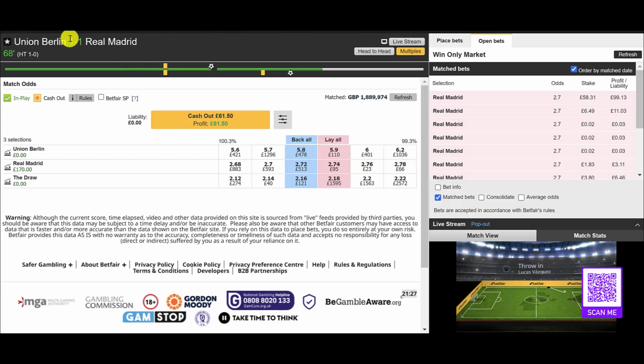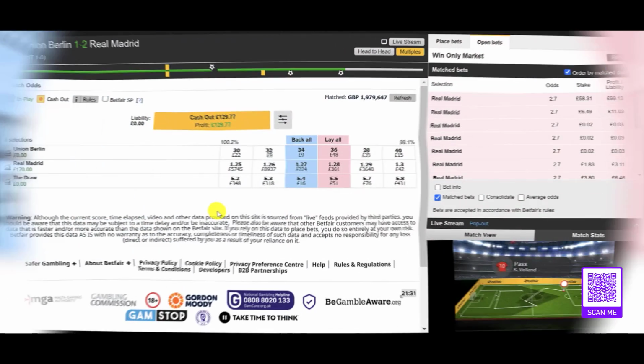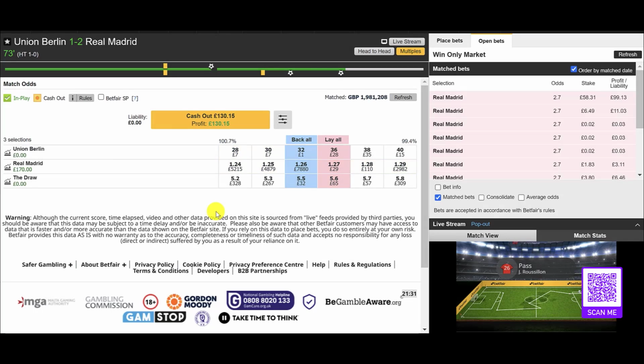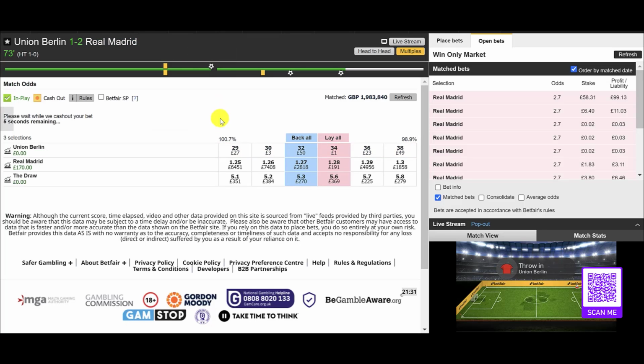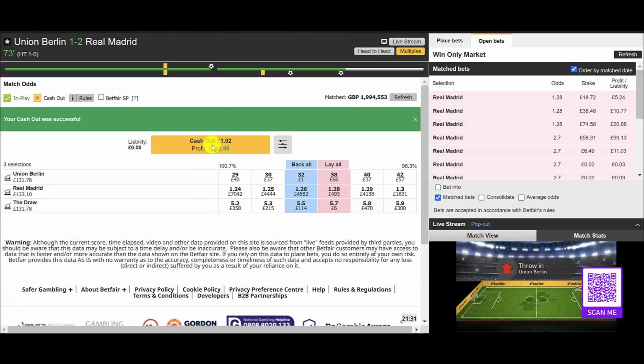It's Union Berlin 1, Real Madrid 1. We're in the 74th minute and we've got a goal, and it's gone the way we were expecting. Real Madrid have taken the lead in this one, and I think we're just going to lock it all in and cash it out, because matches can change after situations like this. Real Madrid might go defensive in the late stages, but our job is done.